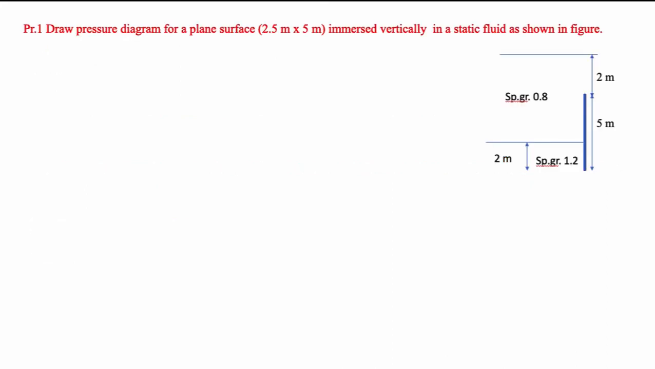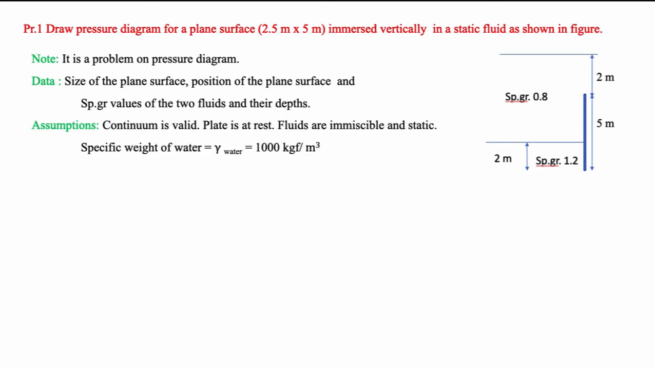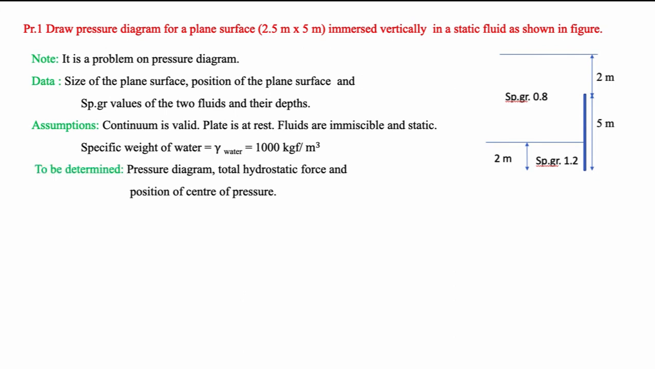Draw pressure diagram for a plane surface of size 2.5 meters by 5 meters immersed vertically in a static fluid as shown in figure. So the problem is on pressure diagram, size of the plane surface and position of the plane surface with respect to free surface. Specific gravity values of the two fluids and their depth are given. Continuum is valid, plate is at rest, fluids are immiscible and static. Specific weight of water, that is gamma of water, is 1000 kg force per cubic meter. The thing to be determined: pressure diagram, total hydrostatic force and position of center of pressure.